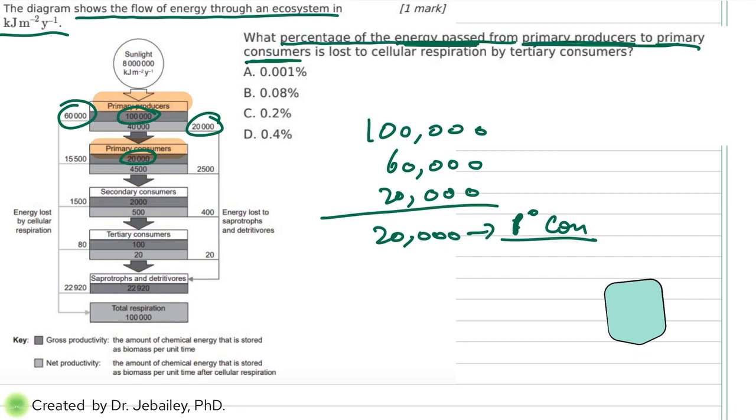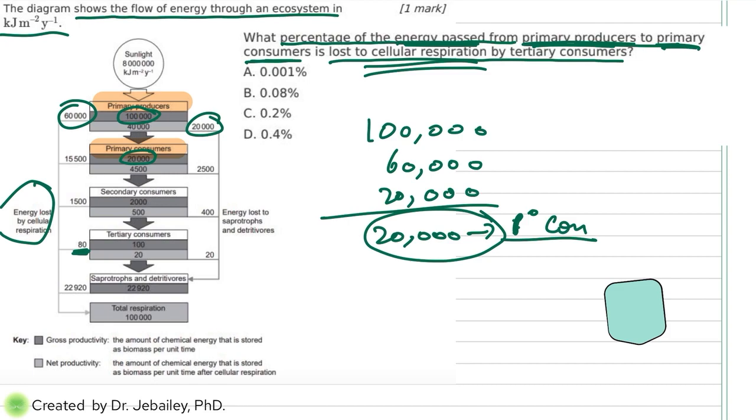And then it says, what percentage of the energy passed from primary producer to primary consumer is lost to cellular respiration by the tertiary consumers? So by the tertiary consumers, we're talking about cellular respiration. That means we're talking about this section. If you look at the tertiary, there's 80. So the energy passed from primary producers to primary consumers was this, the 20,000. That's the first part of the question. And then it says is lost to cellular respiration by the tertiary, so 80 is the other number. Now, there's 80 lost for the tertiary.